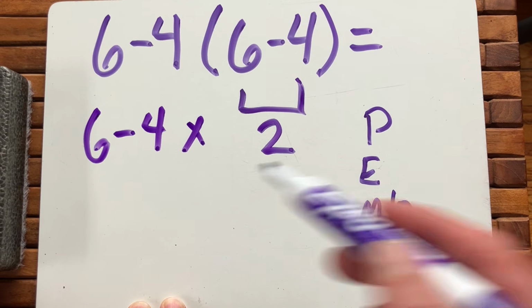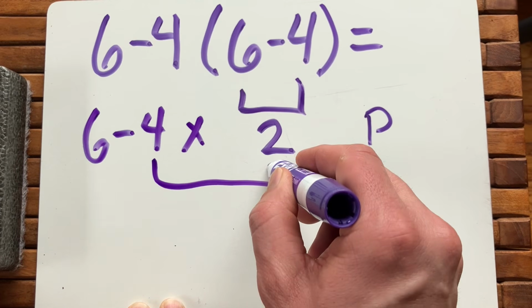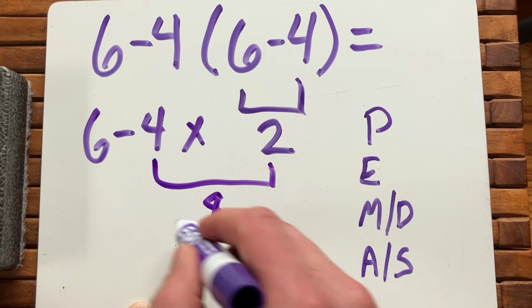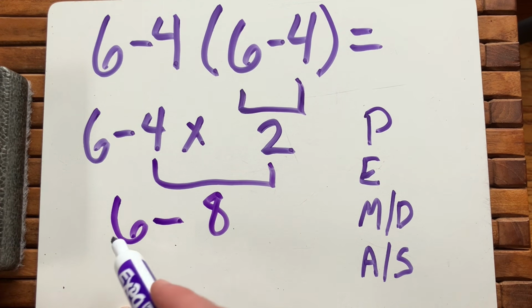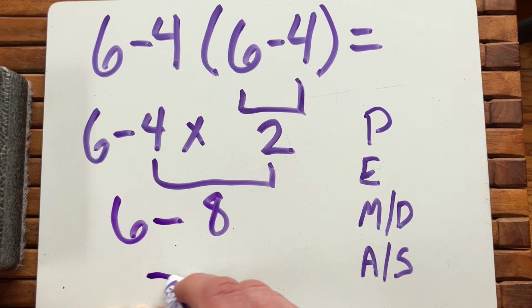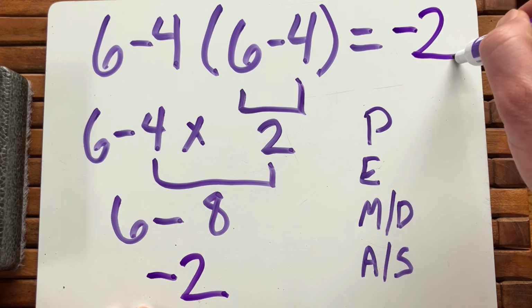The next piece in this problem is the multiplication. 4 times 2. 4 times 2 equals 8. And then finally, we will subtract 6 and 8. The answer here is -2. The answer to our problem today is -2.